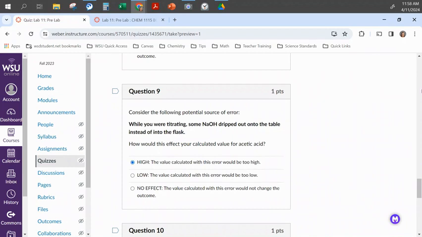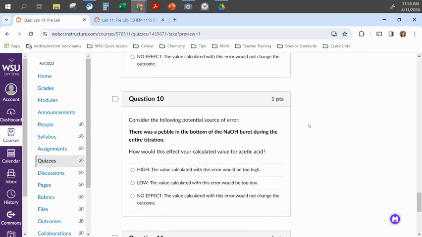So let's think about this one. You wrote down your measurement, and then some dripped out, and then you did your experiment. It's going to look like you added more than you thought you did. So watch that. Don't let it drip out. Some of them are kind of leaky, so it's a little bit tricky. So do your best.